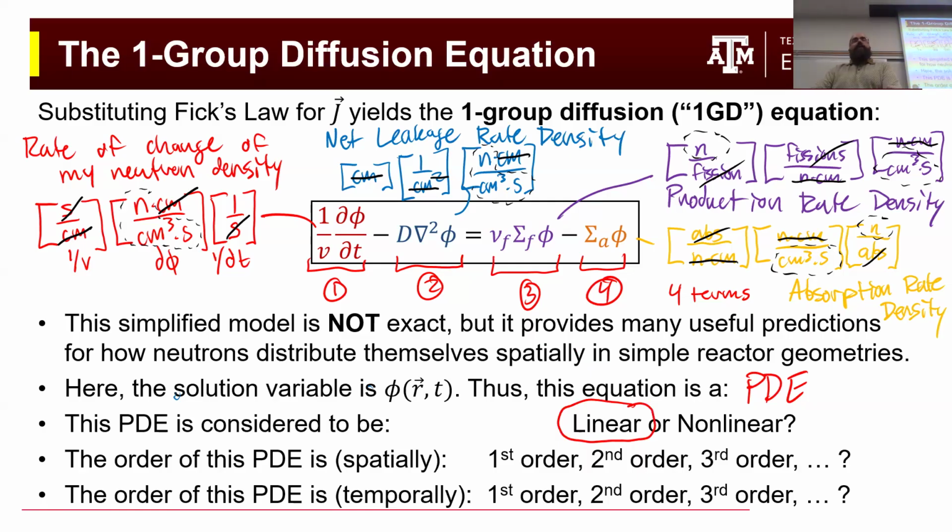And then we can talk about the order of the differential equation, both in terms of space and in terms of time. In terms of space, the order of this differential equation would be second order because that Laplacian has to do with second derivatives spatially. But in terms of time, it's first order because I only have a first derivative of time in my equation.